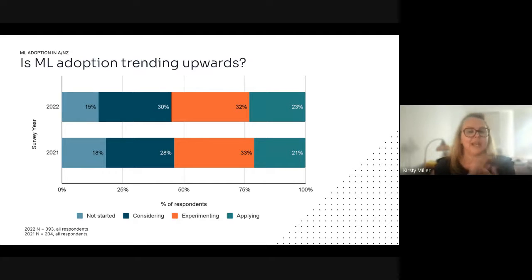So last year we had 82% starting a machine learning journey with 54% adoption. This year we have 85% starting a machine learning journey with 55% adoption. So, was this an expected result?